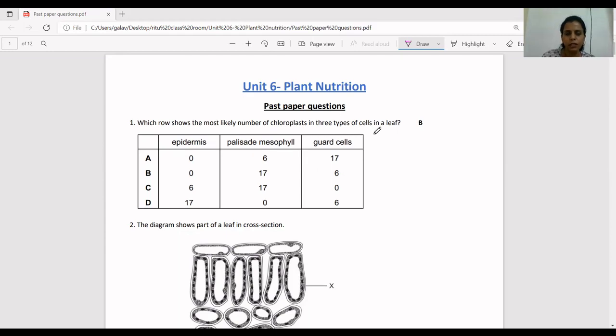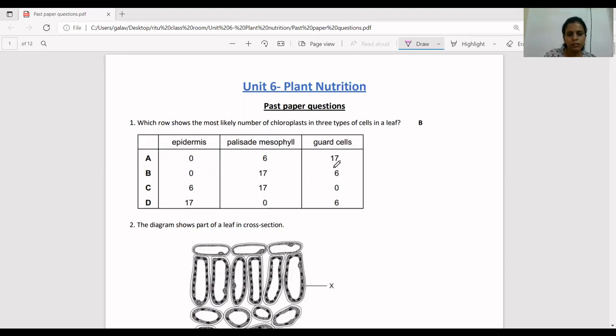cells in a leaf? We are aware that a leaf is an organ and inside the leaf we have different types of cells. The uppermost and the lowermost layer of cells in the leaf is known as epidermis. Then we have palisade mesophyll cells, and the third one they have given is guard cells. So you actually have to check in this question the number of chloroplasts which are approximately present in these three types of cells. So A, they have given epidermis 0, palisade mesophyll cells 6, and guard cells 70.